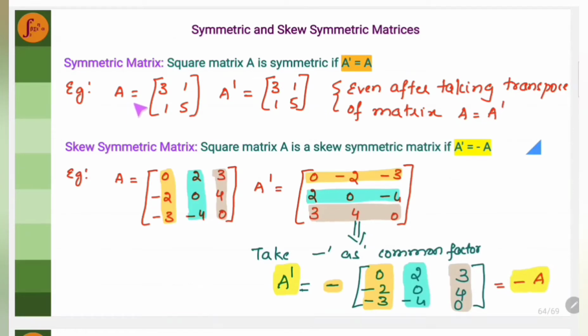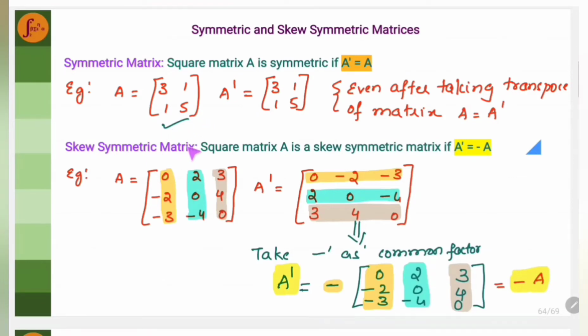Say for example, take this matrix A equal to 3, 1, 1, 5. If I take the transpose of this, that is, if I interchange the rows and columns, I will get the same matrix, which is nothing but the original matrix, right? A transpose is the same as the original matrix. That's why we call this matrix a symmetric matrix. This matrix A is called a symmetric matrix.